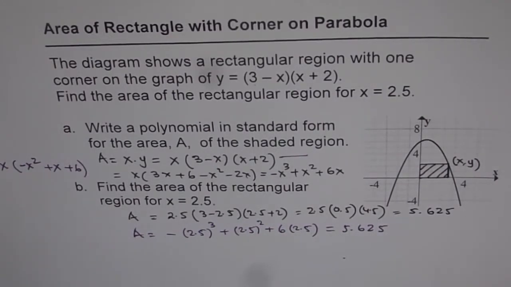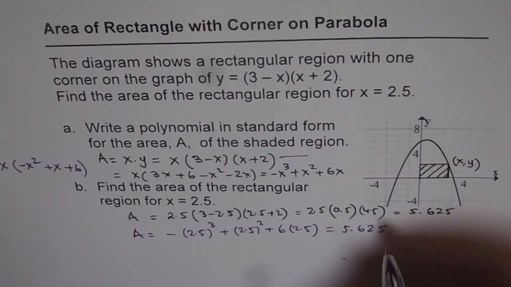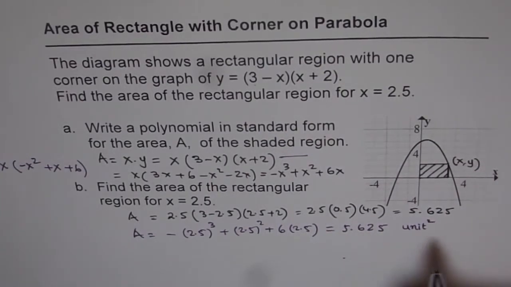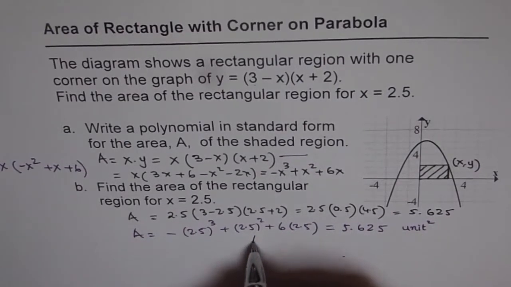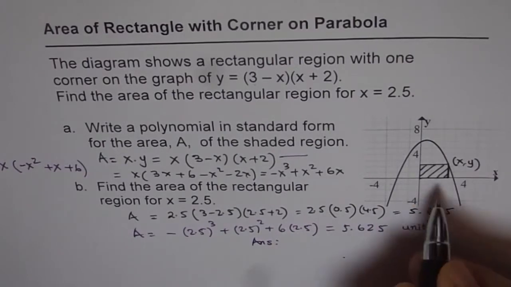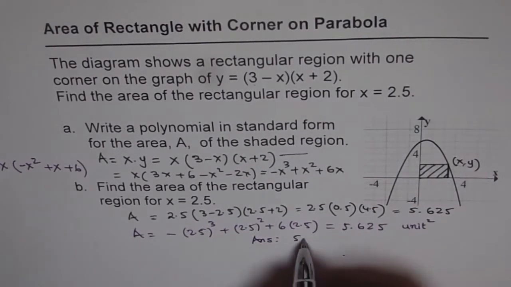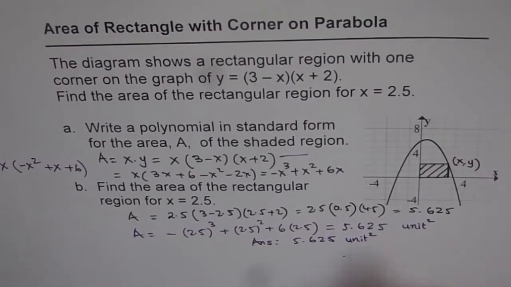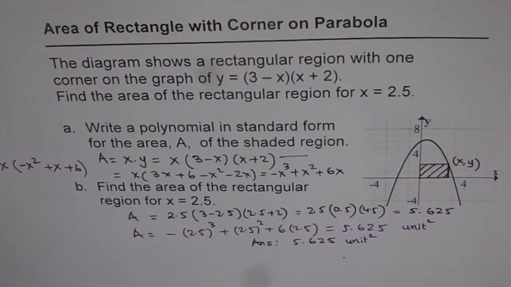Now the units here are not given, so it's better to write the unit as unit square. If no units are given, we can write units as unit square. So now we can say the answer is that the area of the shaded region is 5.625 unit square. I have purposely adopted two different methods here to show you options and ways you can do it, right? You adopt the way which is best for you. Thank you and all the best.